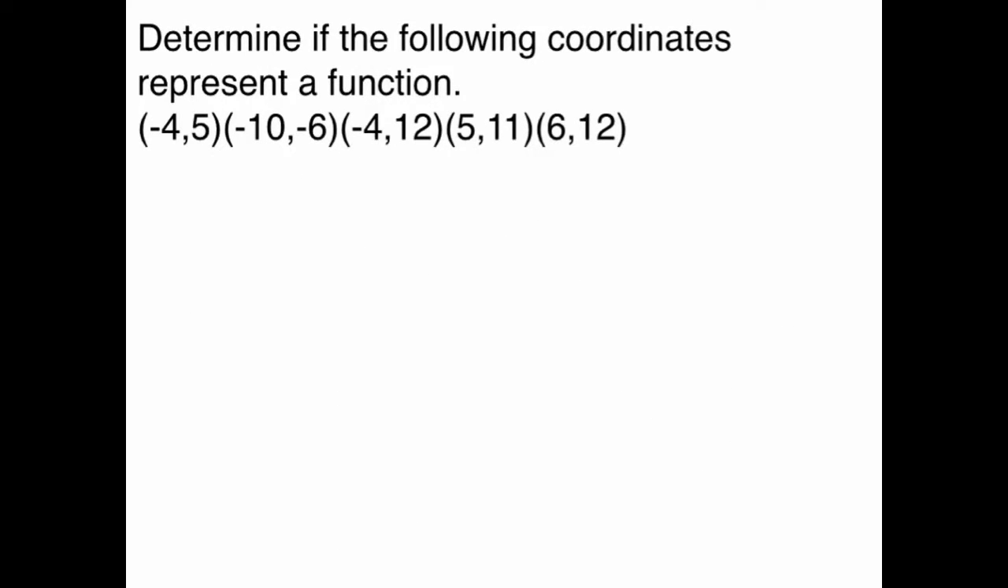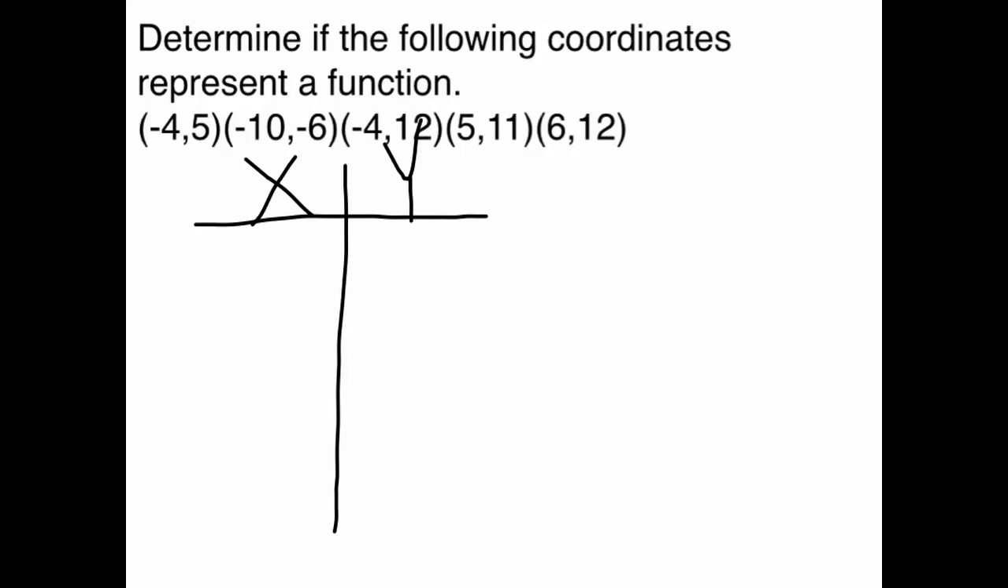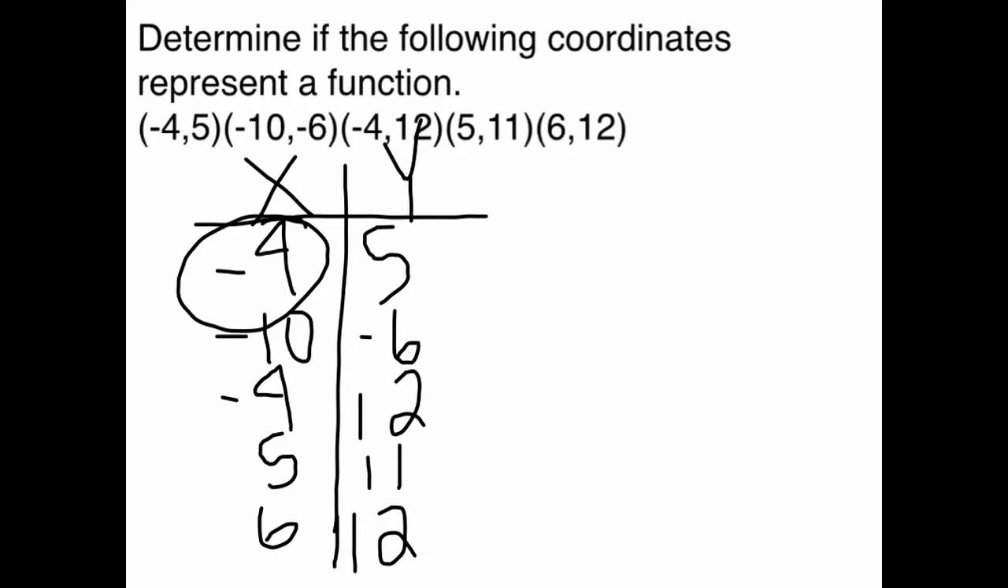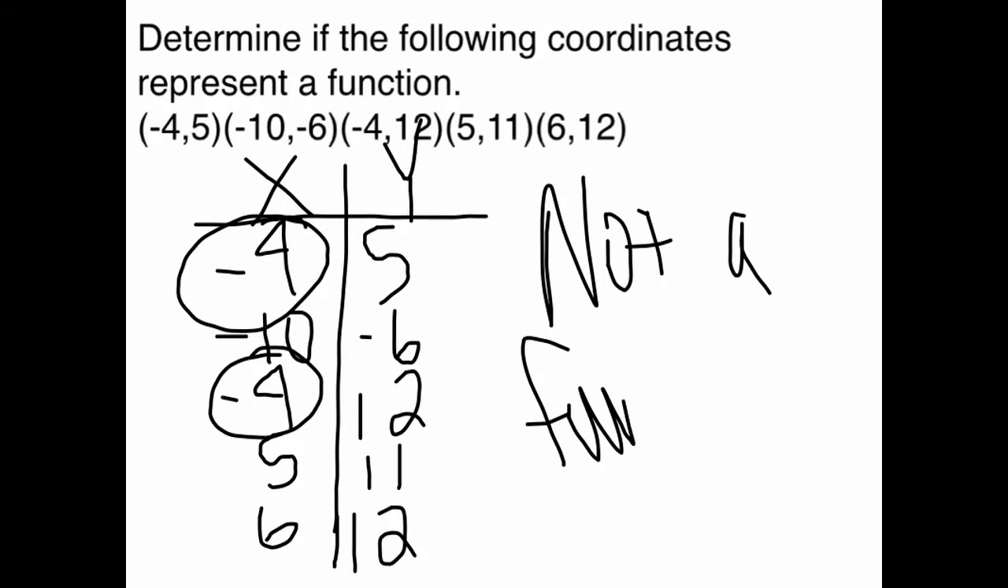Determine if the following coordinates represent a function. Well, again, let's make our little table, X and Y. (-4, 5), (-10, -6), (-4, 12), (5, 11), (6, 12). Alright, so again, I'm going to look through and see if any of my X values repeat. And immediately I see that my -4s repeat. So this table is not a function because where X is -4, there is more than one Y value, which means it is not a function.